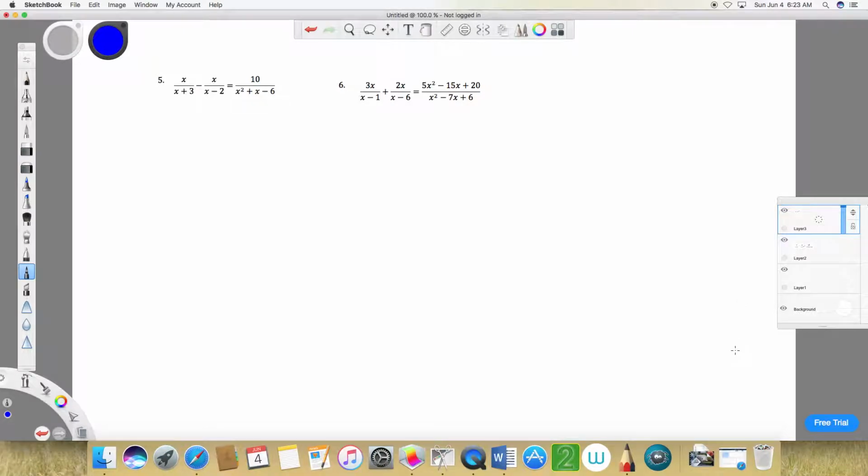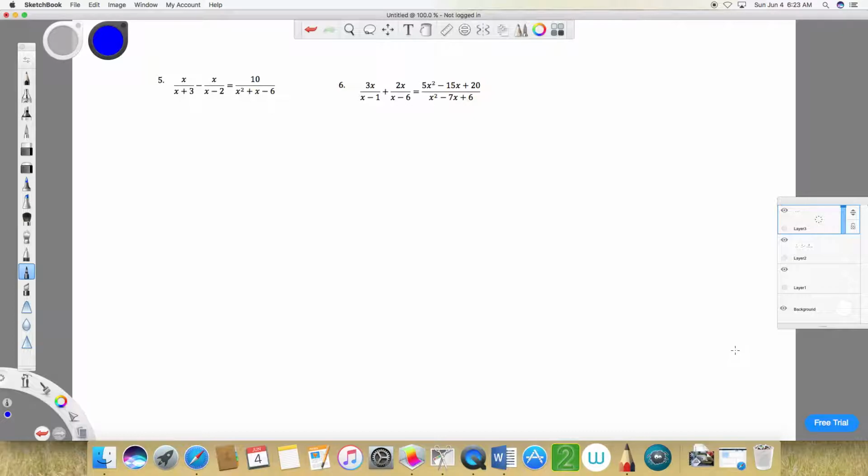Let's take a look at solving these two equations. They are rational equations. We see that because there are variables in the denominator. And of course, when we have variables in the denominator, we have to be concerned about division by zero. So we need to check our answers to make sure they are not extraneous solutions. So let's jump in and start with number 5.